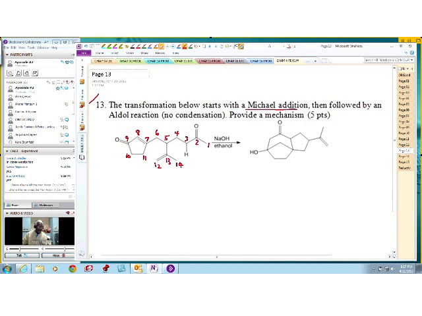Now I want you to follow this very, very closely. The first thing that happens here, remember in Michael addition, you need a nucleophile, and then you need an alpha beta unsaturated carbonyl compound. So the first thing we want to do is to generate the nucleophile. This hydroxide here. We come here.